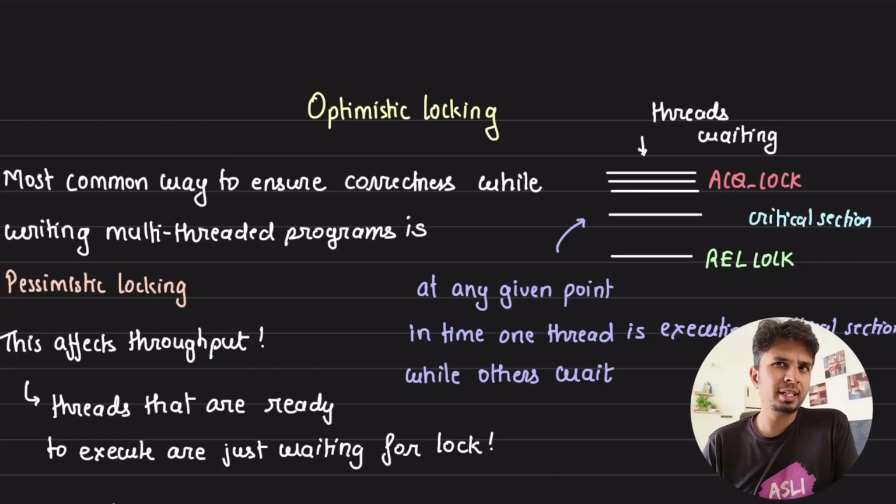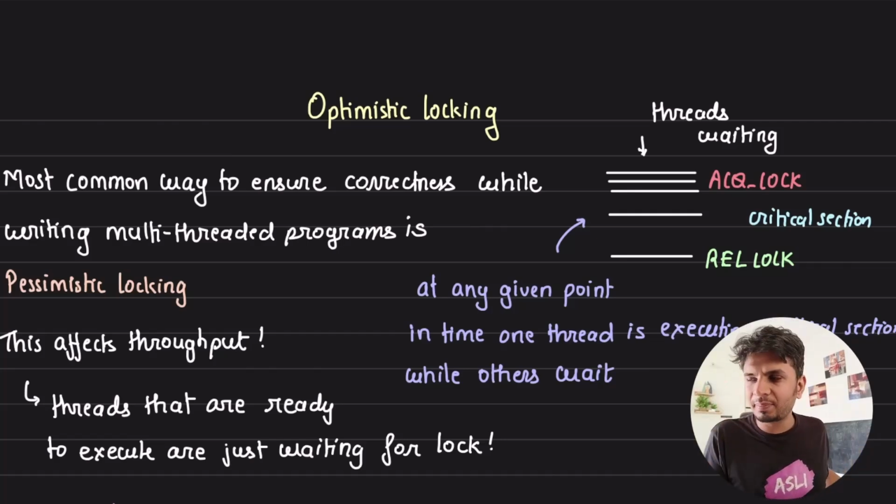So writing multi-threaded programs is essential to build high-performance applications, but to ensure correctness, we need to lock the critical section. Wrapping the critical section with locks is the most common way to ensure correctness, but it reduces the throughput of your system. So can we do it without locks?